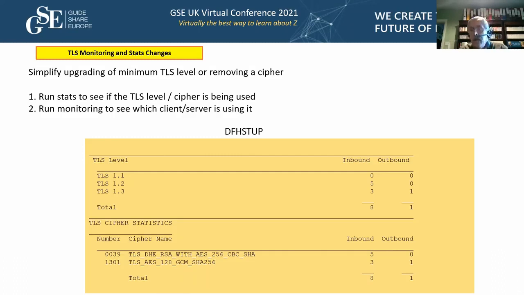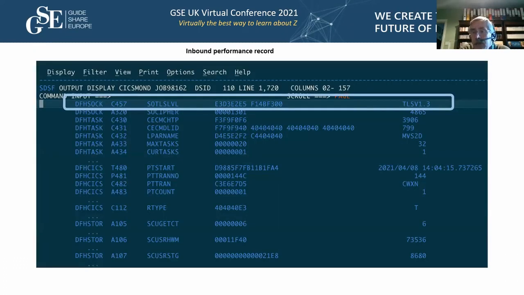If, however, you do find that something is using the minimum TLS level, the TLS level that you want to upgrade from, you can then run monitoring and try and find out which of your connections are using that old protocol. And so you've got here an example of an inbound monitoring record. In the performance monitoring record, you can see there's TLS level 1.3. It also has underneath there the cipher that is being used, which is cipher 1301.